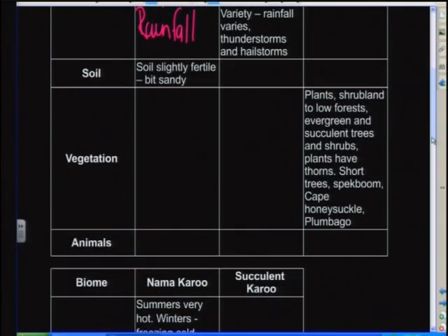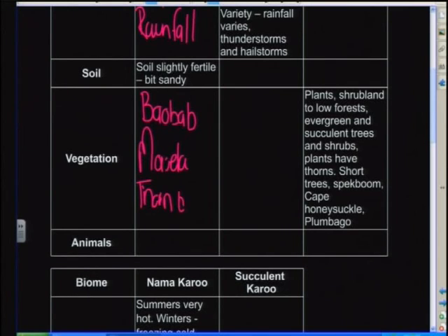Now because we have quite a bit of rainfall, what's going to happen? I'm going to find that I can have quite a lot of vegetation. It's not rain that's going to happen all the time. Now let's remember, Limpopo, what was one of those trees? The baobab tree. Let's think of the bushveld, the marula tree. Remember thorn trees. All of those were characteristic of the savanna.